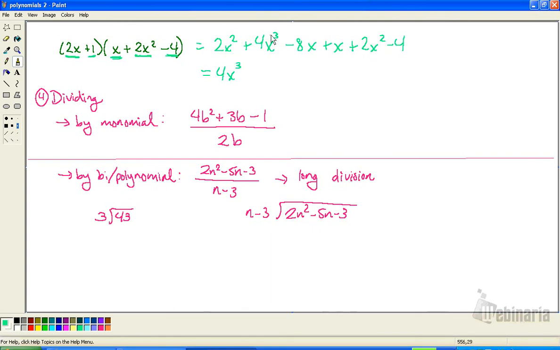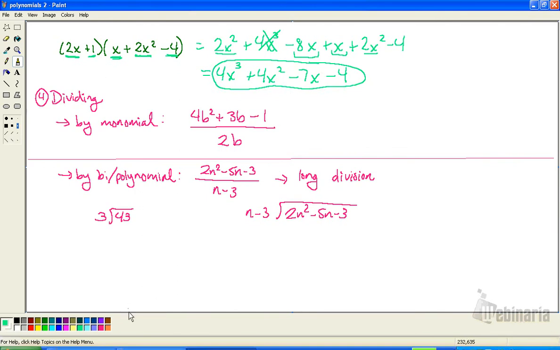So we dealt with that. Next move on to the x squared. So we have a 2x squared plus a 2x squared, which gives us 4x squared. We'll move on to the x's. Minus 8x plus x is minus 7x. And finally, that minus 4 on the end will give us our answer. So multiply each term in the first group by each term in the second group.